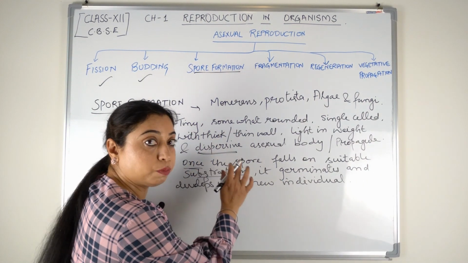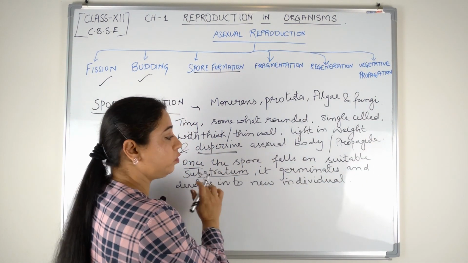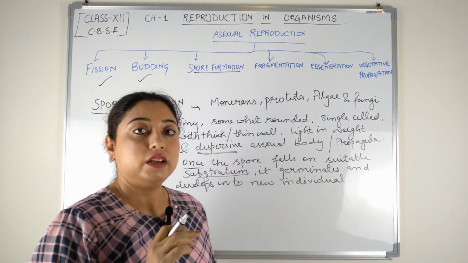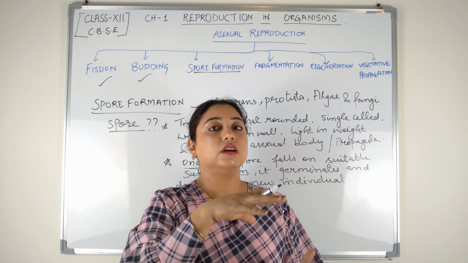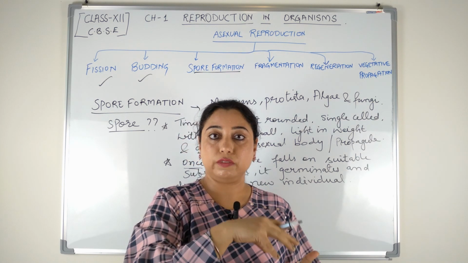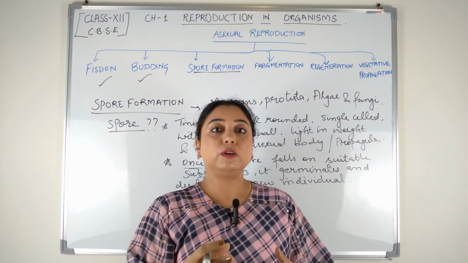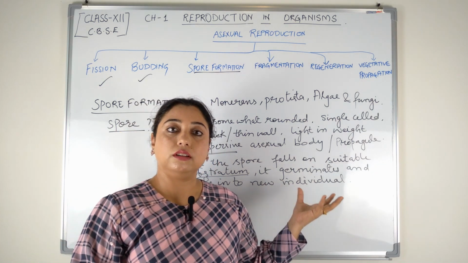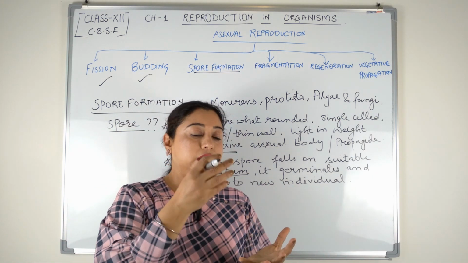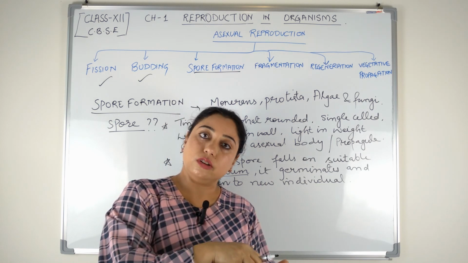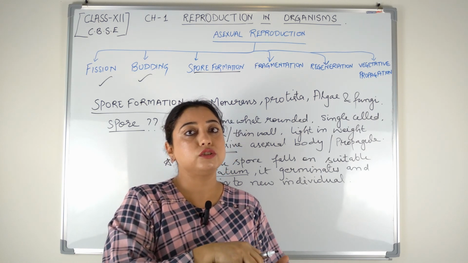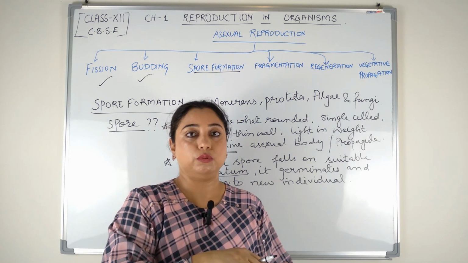And once this spore falls on the suitable substratum. Now what is substratum? Substratum is any solid suitable surface which is good enough for the germination of that particular spore. So whenever the spore falls onto the suitable substratum, it immediately connects itself to that solid surface, germinates and gives rise to a new individual.